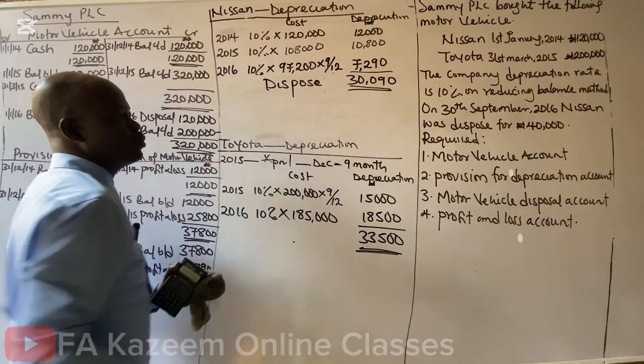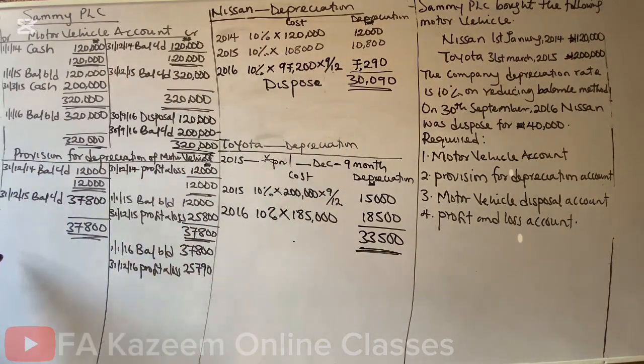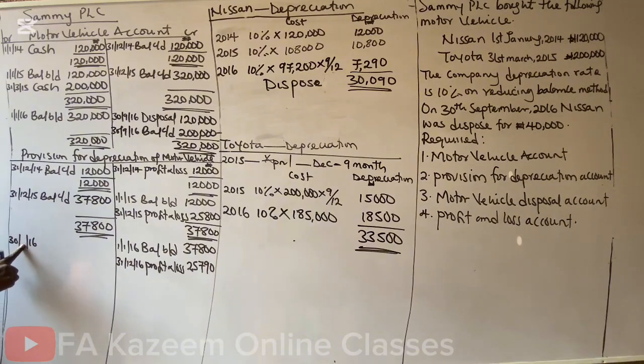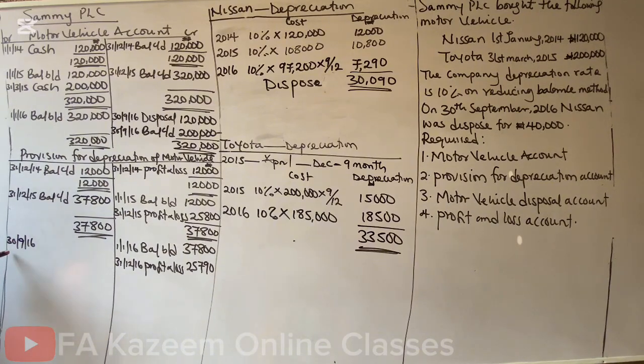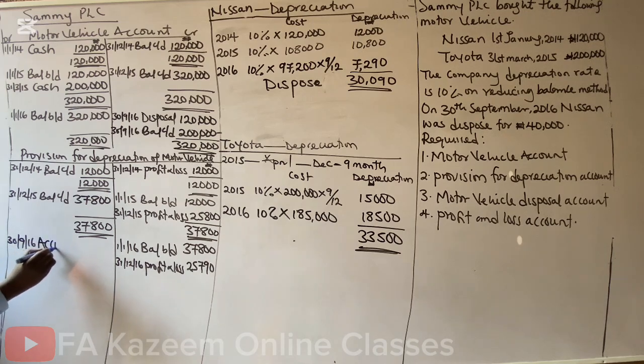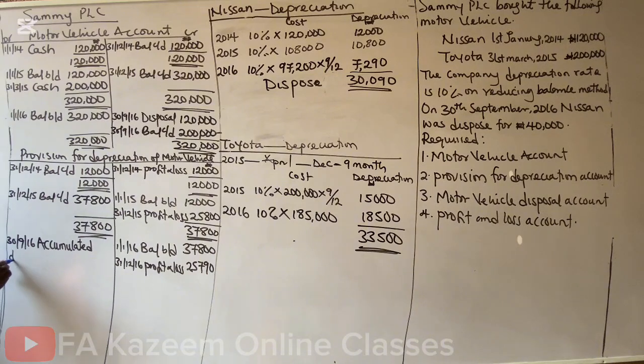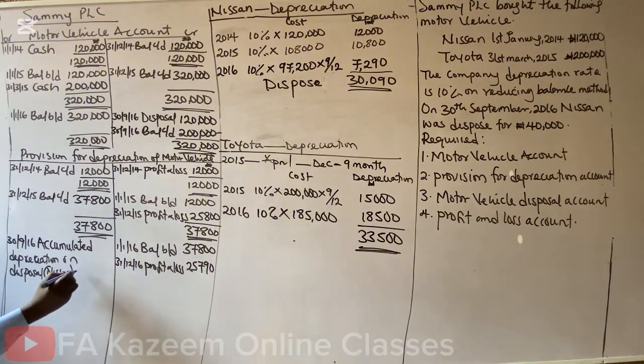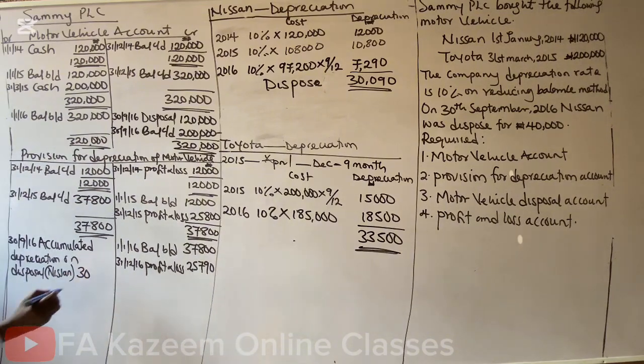This depreciation has been disposed of. We will now come here on 30th September 2016. How much is the total depreciation? That's what we call accumulated depreciation on disposal. We are talking about Nissan. How much has accumulated? 30,090. That is it.